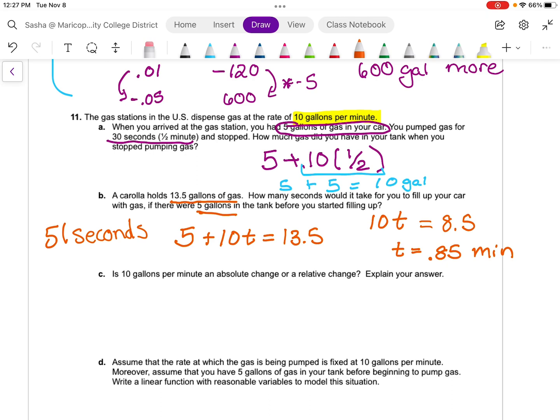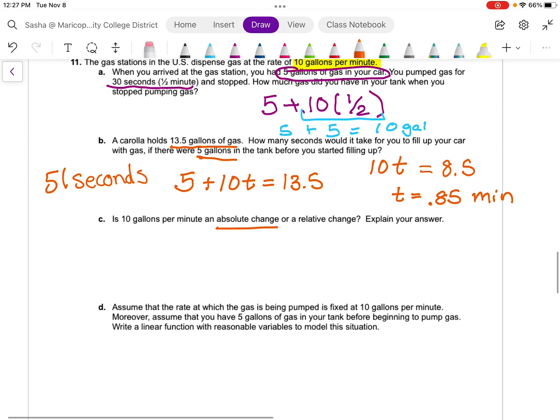Now, part C, we already sort of answered when we were talking about it before we began. It asked, is this an absolute change or a relative change? And it's an absolute change because basically you're adding a constant amount of gas every minute. And so in it being an additive relationship, we're looking at an absolute change.